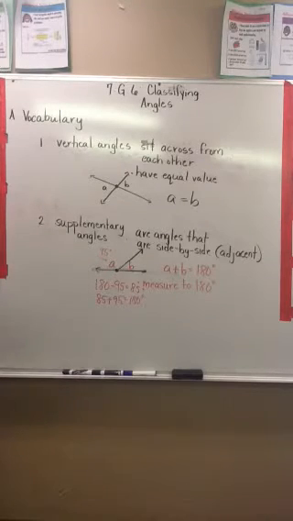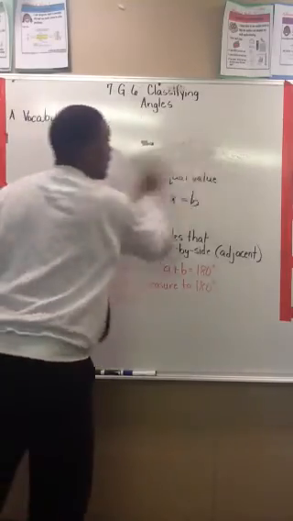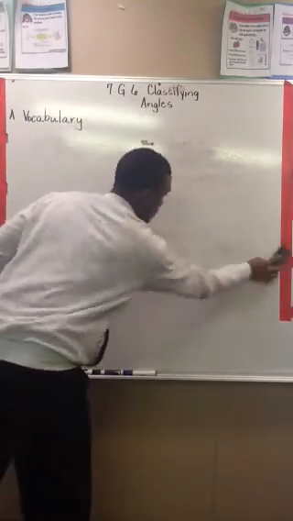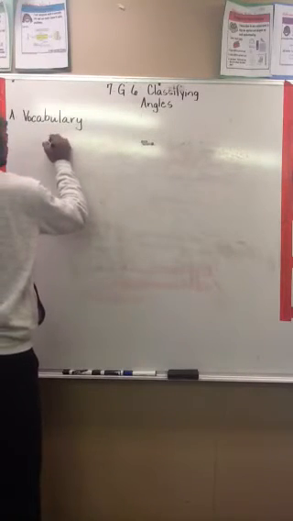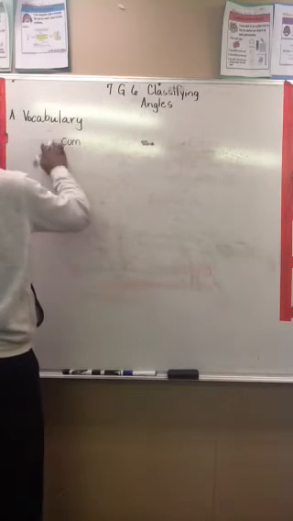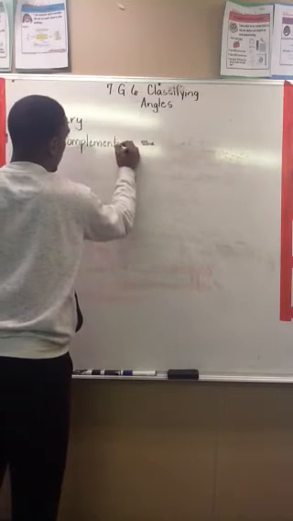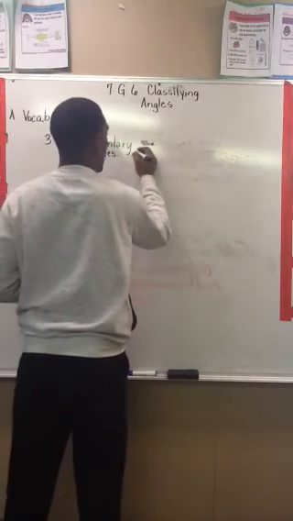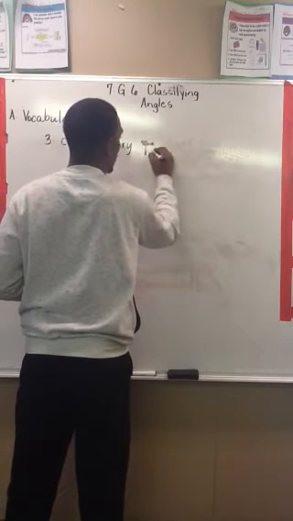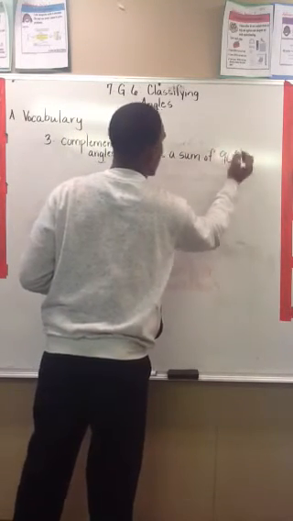Make sure if you need to pause it or stop it to copy this, you do so, because I'm not finished. Okay? I think it's important to explore vocabulary. Okay? Complementary. That should be 3. Complementary angles. Complementary angles have a sum of 90 degrees.